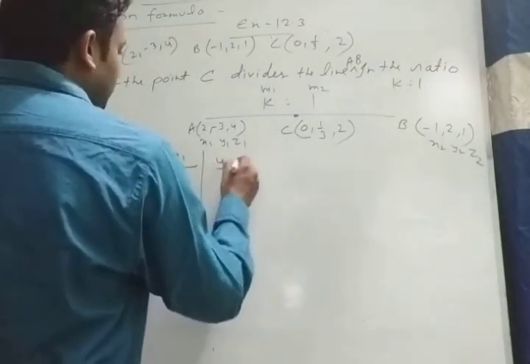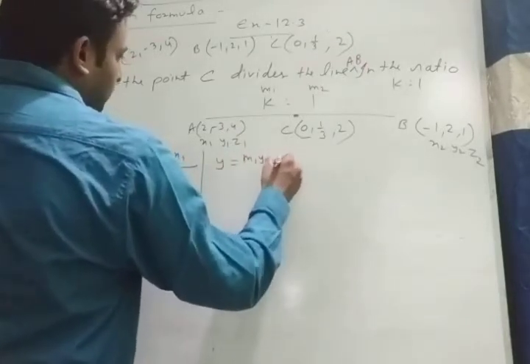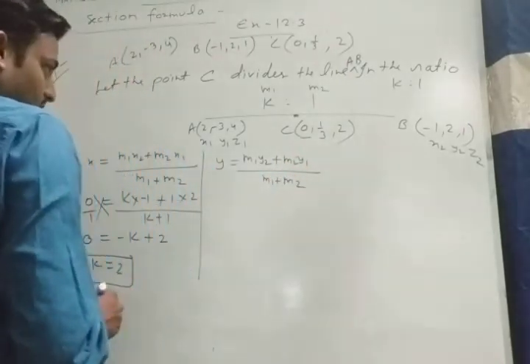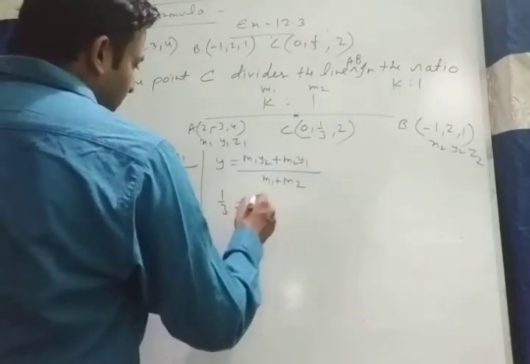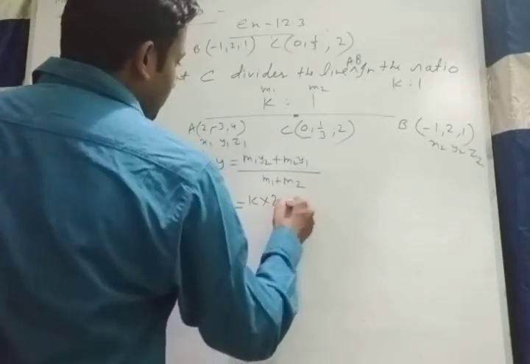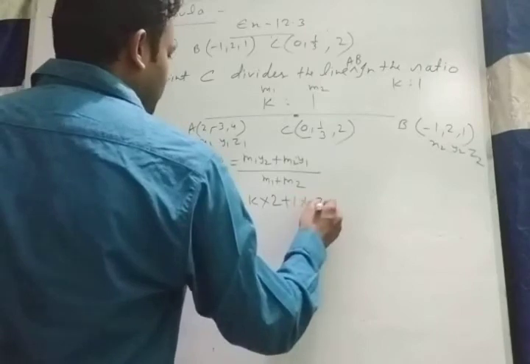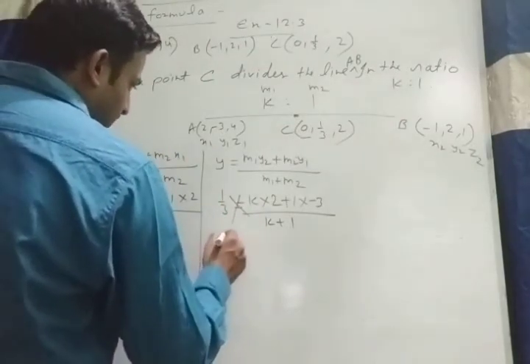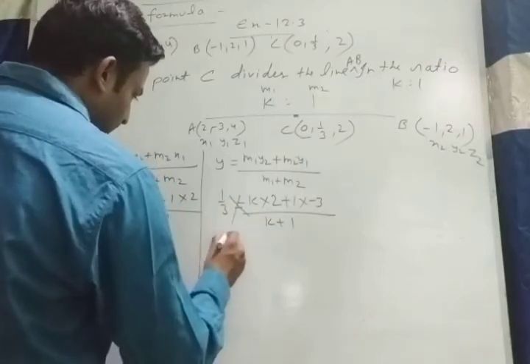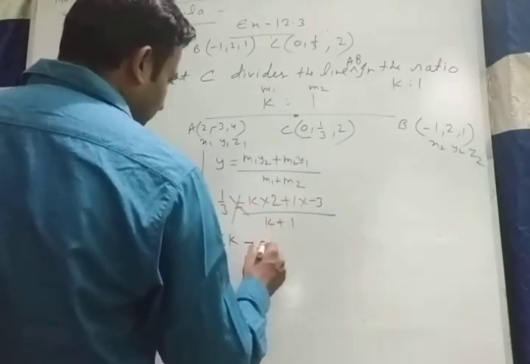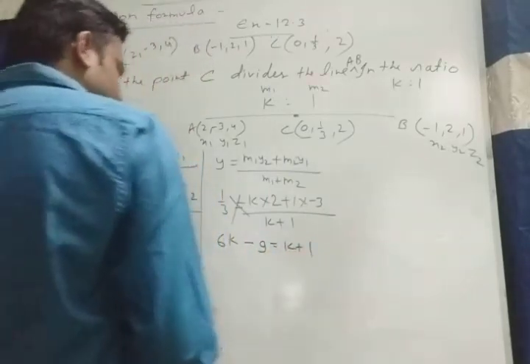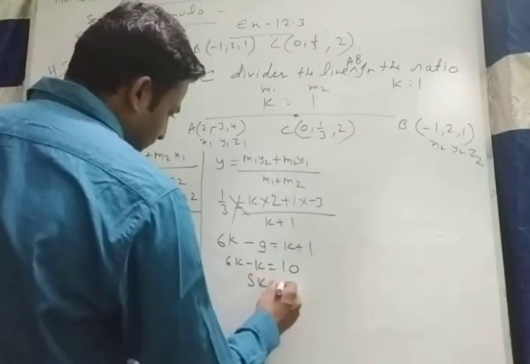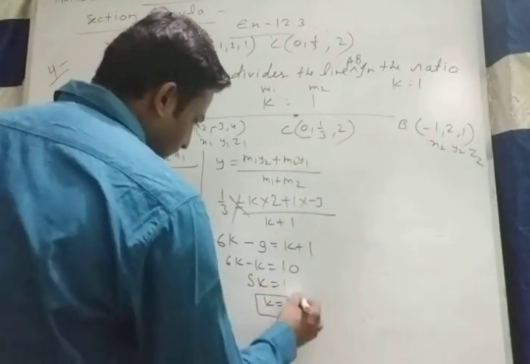Now the y coordinate. Y is equal to M1 Y2 plus M2 Y1 upon M1 plus M2. So Y is 1 by 3, M1 is k, Y2 is 2, M2 is 1, Y1 is -3, divided by k plus 1. After cross multiplication we get 6k minus 9 is equal to k plus 1. Now transpose it: 6k minus k is equal to 10. So 5k is equal to 10, so k is 2.